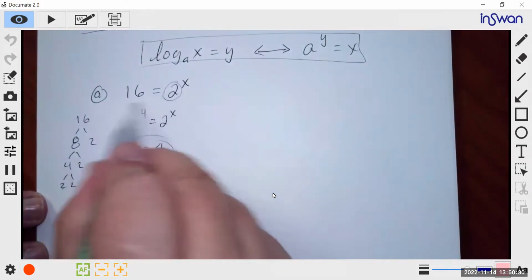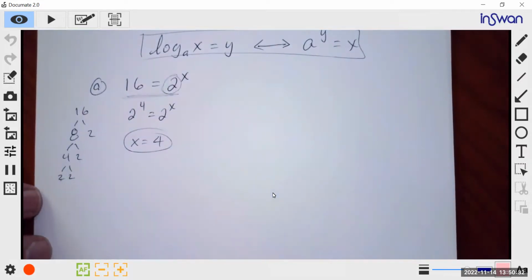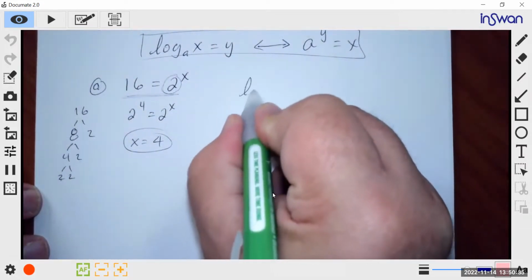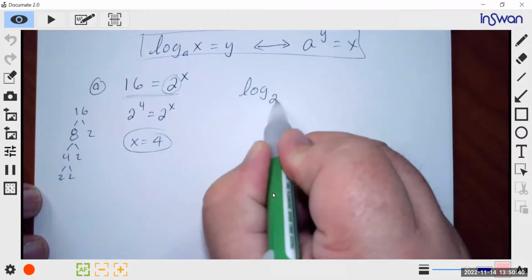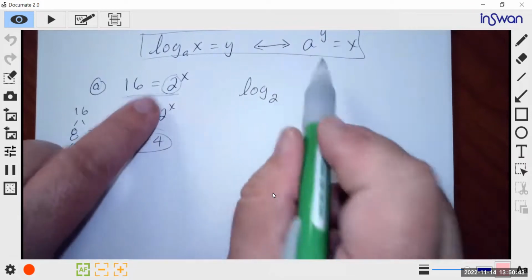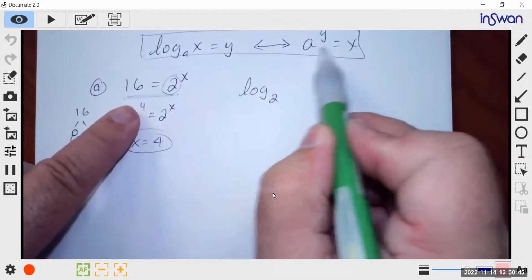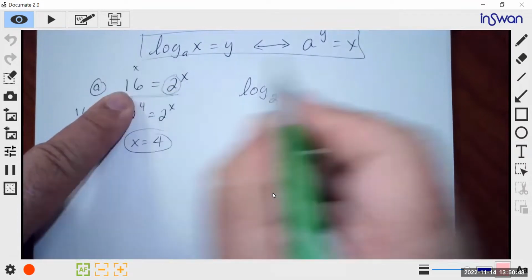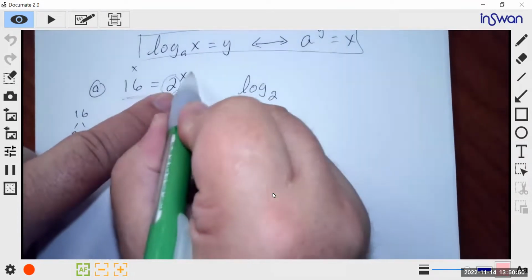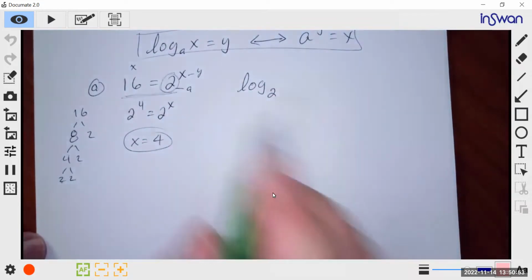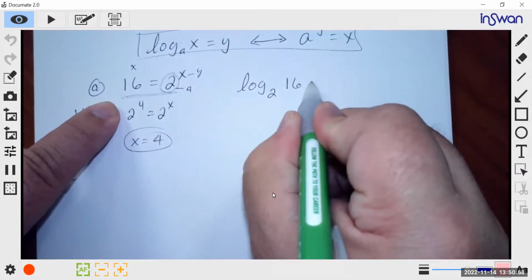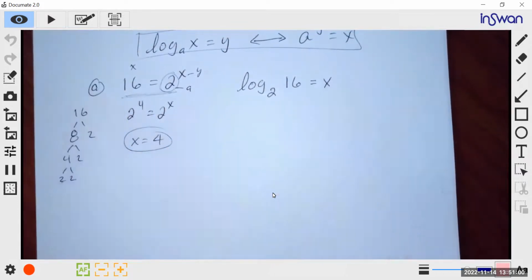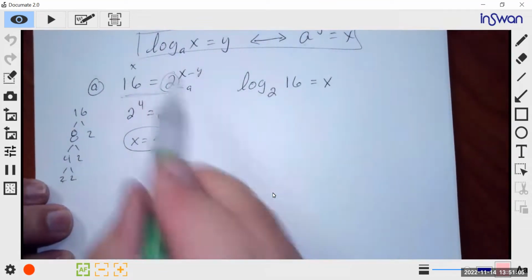Now write this as a logarithmic equation. So would you do log, and then I think you get 4. What's the base? Well, look at the conversion. We have this right here. This is your x, this is your a, and this is your y. Plug them in there. Log base 2 of 16 equals x. All it is is match them up.